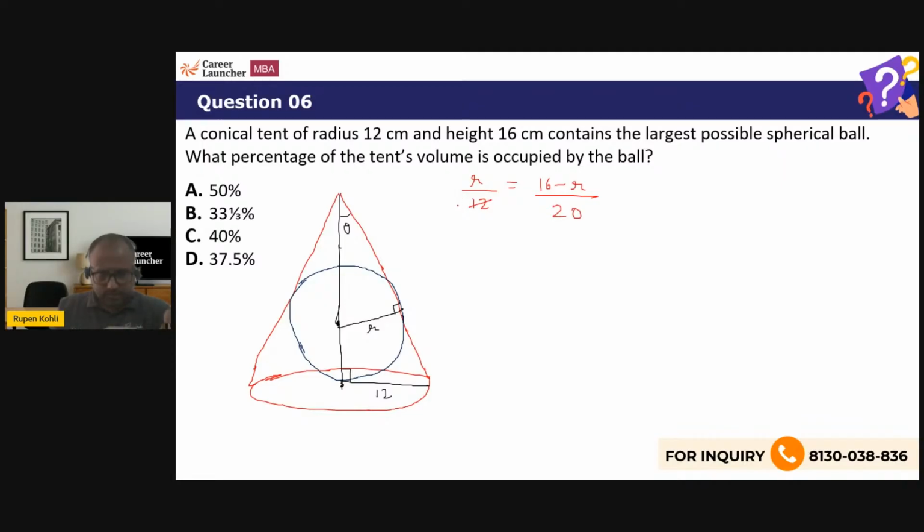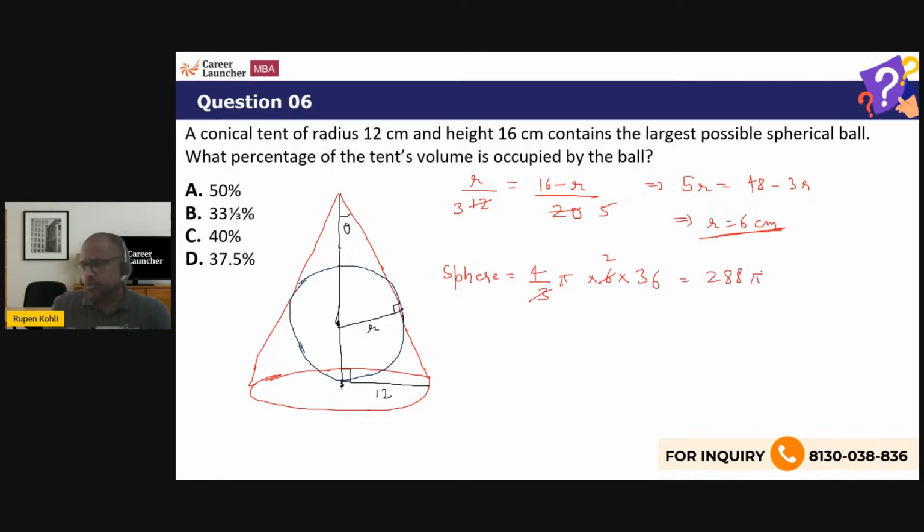So 4 cancels. I'm getting 5r equals 16 3s are 48 minus 3r. 8r is 48. r is coming to be 6. Perfect. So all that is left to do is take the ratio of the volumes. The volume of the sphere is simply 4 by 3 pi r cubed, 6 into 6 into 6, right? So this will cancel. 36 into 2, 72 into 4, 288 pi cubic centimeter.